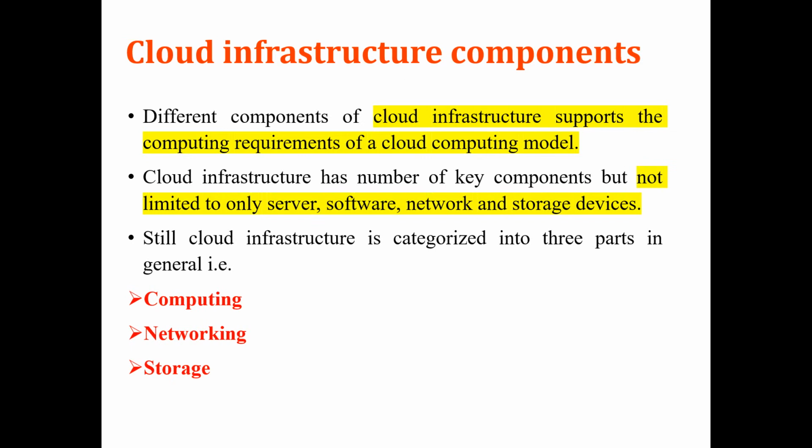Now we are going to see the different components of cloud infrastructure. There are three main parts of cloud infrastructure, namely computing, networking, and storage. Computing is nothing but the computation process. It refers to the server and the processor, which perform the calculations and execute the applications.